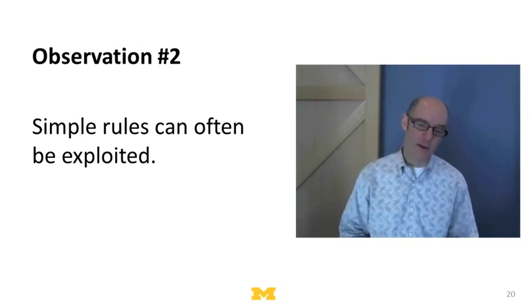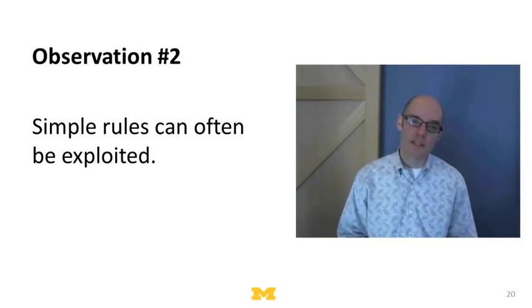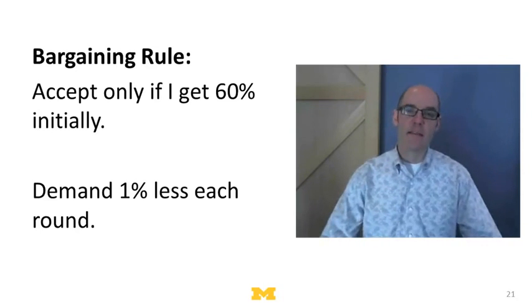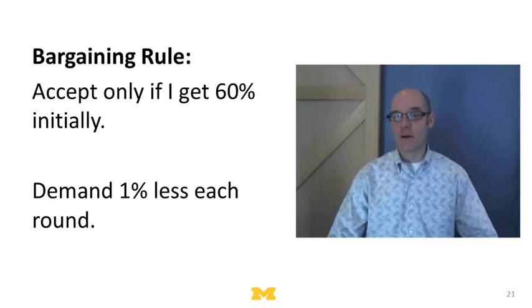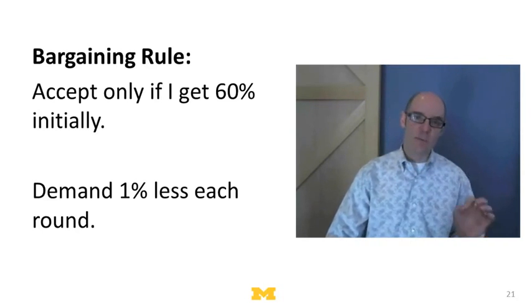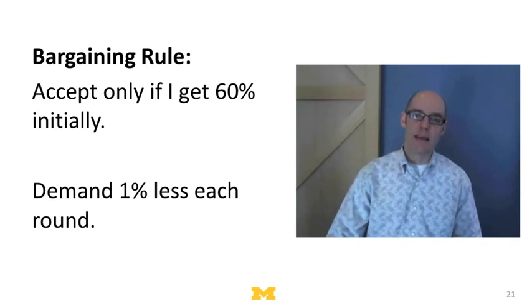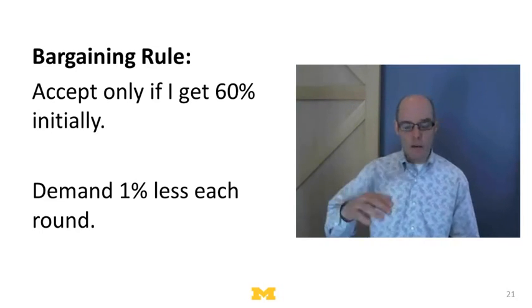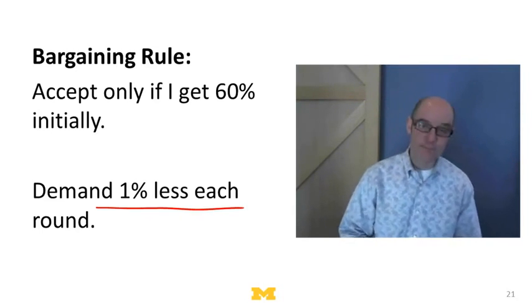But another thing, though, simple rules often can be exploited. So let me give an example. Suppose my rule is in bargaining, that instead of demanding half or asking for half, I say, look, initially I want 60%. And then what I do is I say, okay, next round I'll say I only want 59, 58, and I keep going down by 1% each period.